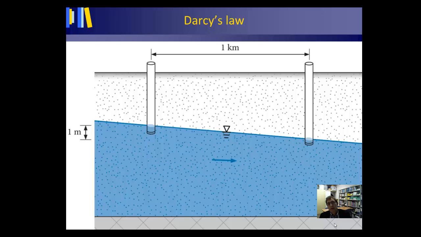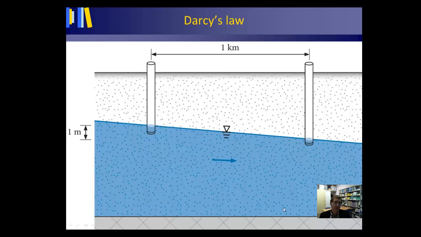Welcome. I would like to tell you about Darcy's law. This is a cross-section through a flat landscape. Here we have the land surface. We see sand grains here. Here we have the water table. And here we have groundwater.